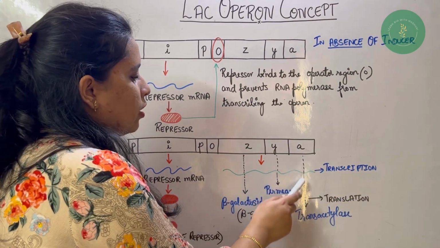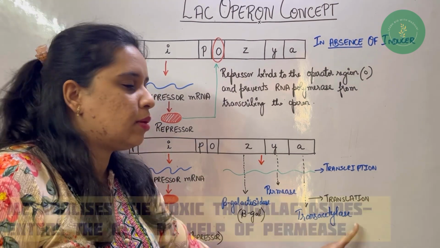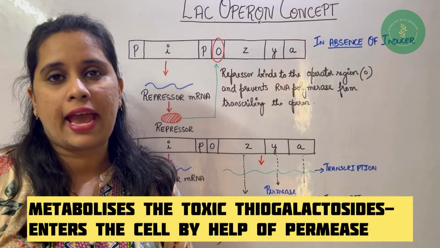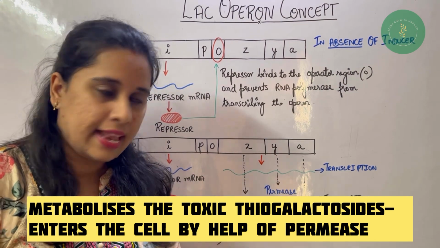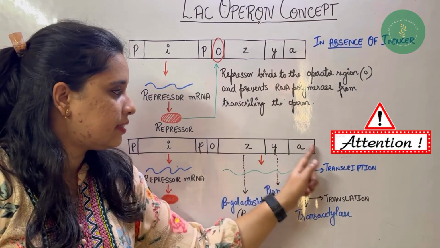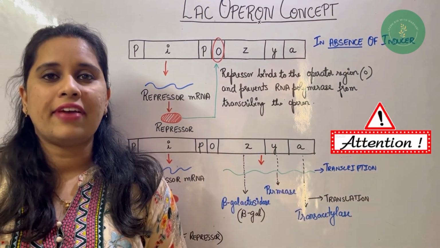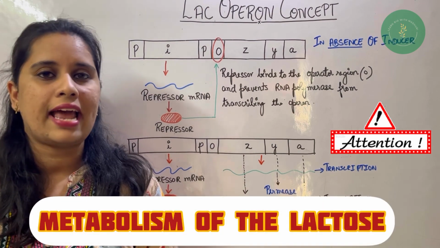The A gene encodes an enzyme called transacetylase. It metabolizes the toxic thiogalactosides, which are also allowed to enter the cell with the help of the permease. Hence, all these three gene products are very important in the LAC OPERON for the metabolism of lactose.